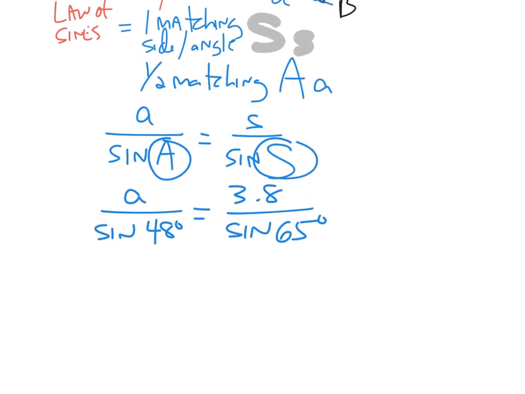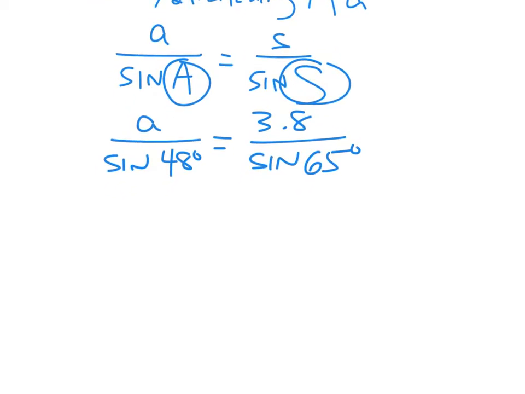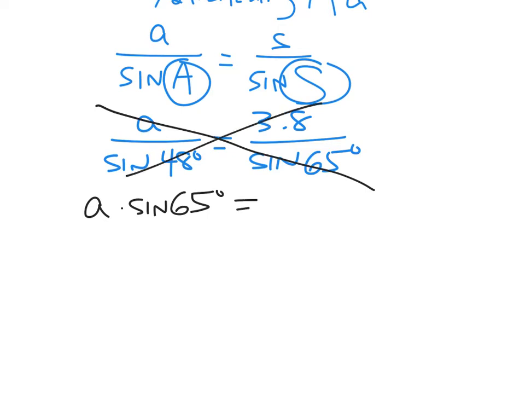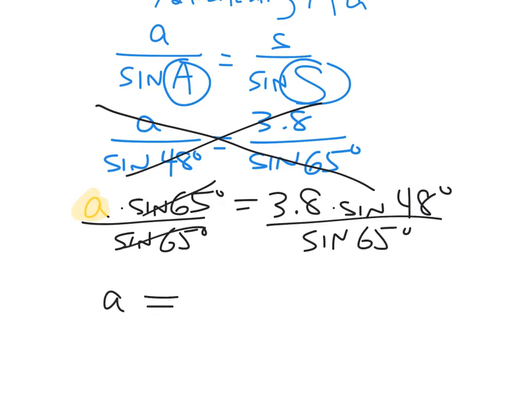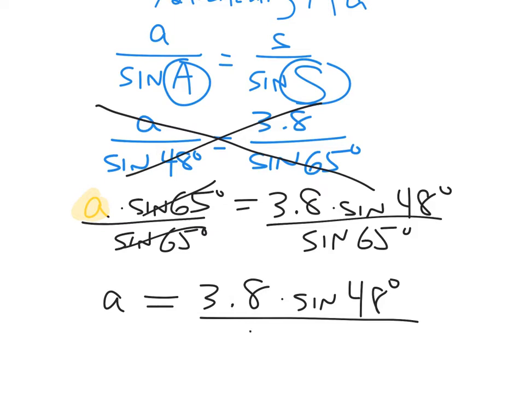So this is going to turn into the law of sines because we were given a matching set, and we go about solving using the law of sines by cross multiplying. So I have a times the sine of 65 degrees equals 3.8 times the sine of 48. So you always cross multiply when you're using the law of sines. And now to solve for a, to get the a by itself, I'm going to divide both sides by the sine of 65 degrees. So in order to figure out the distance from the closer station to the ship, you're going to do on your calculator 3.8 times the sine of 48 over the sine of 65.